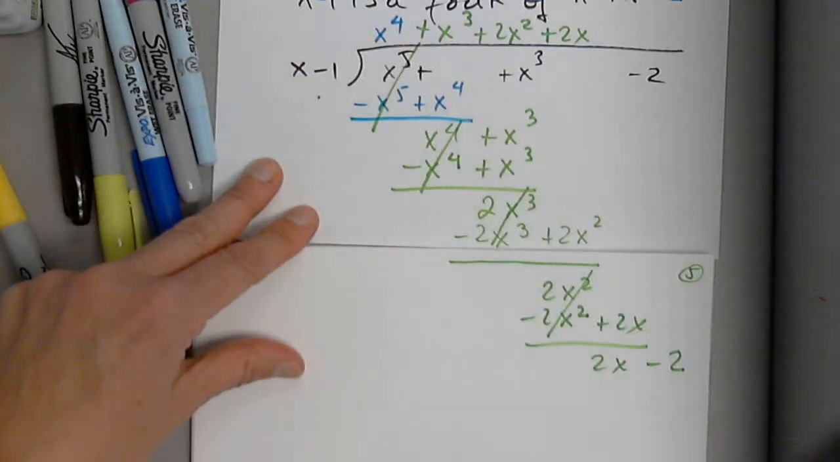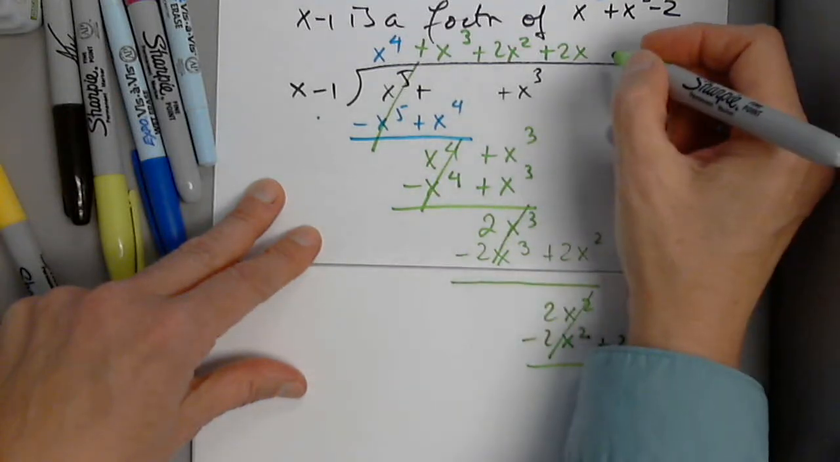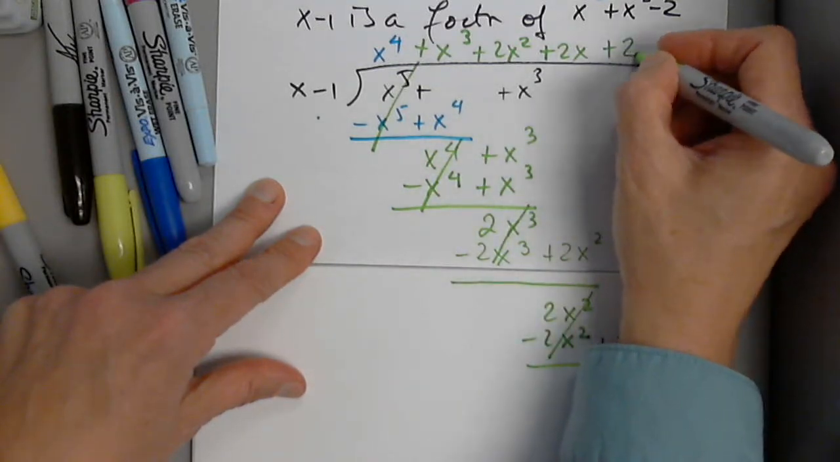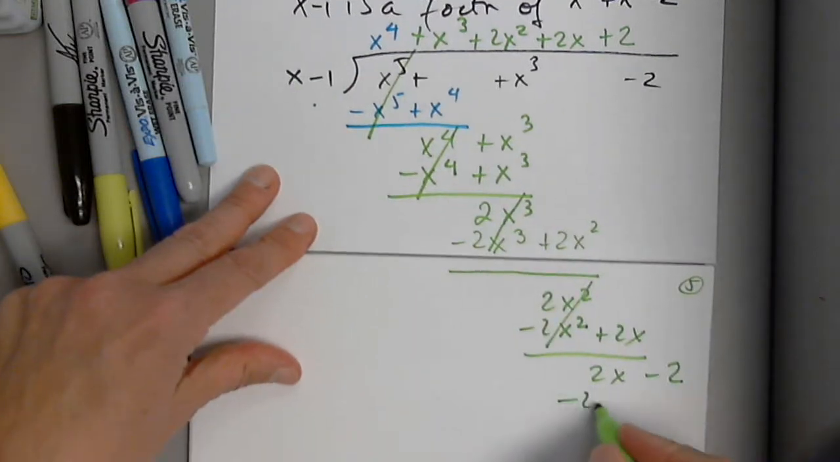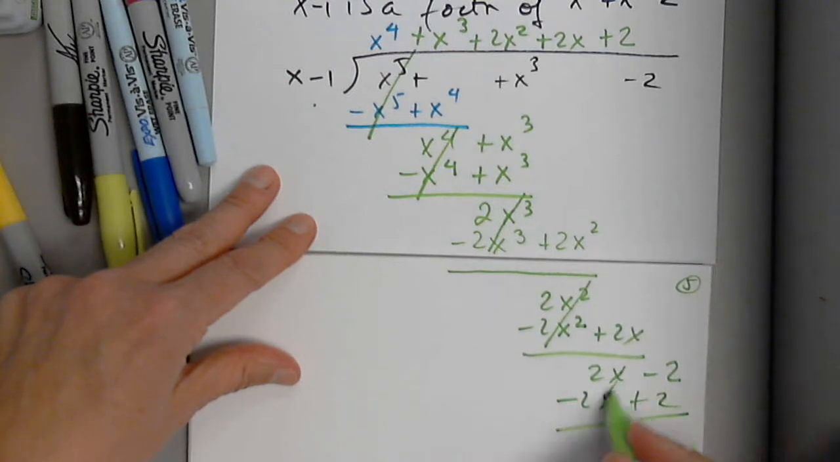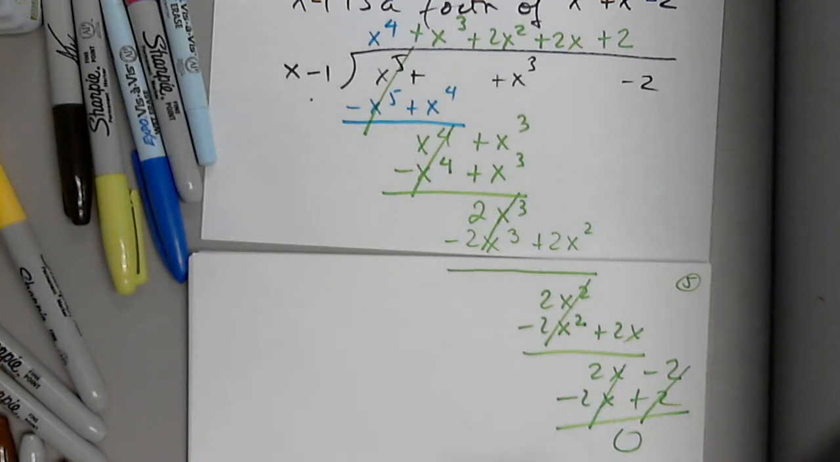Finally, x times what is 2x? Sign? Exactly. We don't lie at the top. 2 times x is 2x. I subtract. 2 times -2 is -2, but I have to subtract. So the remainder is 0, as expected, because x minus 1 is a factor of the numerator.